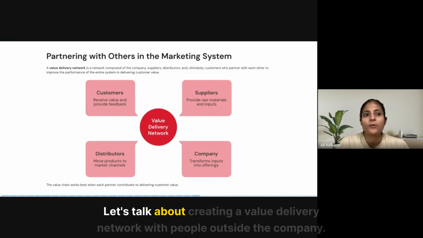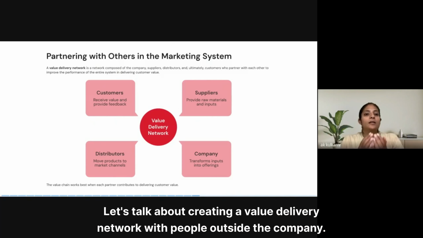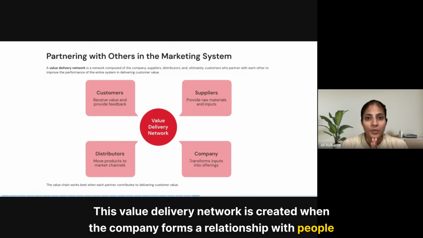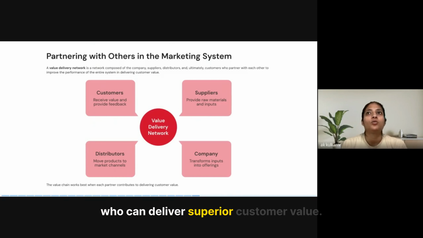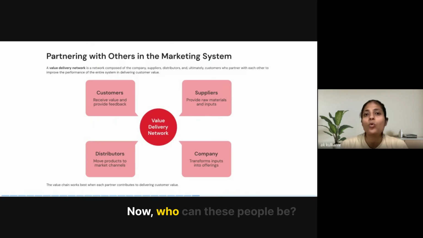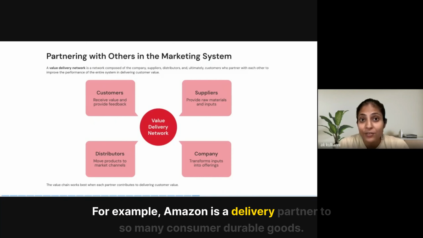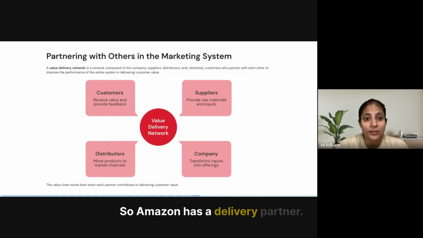Now we spoke about value chain within the company. Let's talk about creating a value delivery network with people outside the company. This value delivery network is created when the company forms a relationship with people who can deliver superior customer value. Now, who can these people be? These people can be the logistics teams which deliver the product to the customers. For example, Amazon is a delivery partner to so many consumer durable goods. So Amazon as a delivery partner.